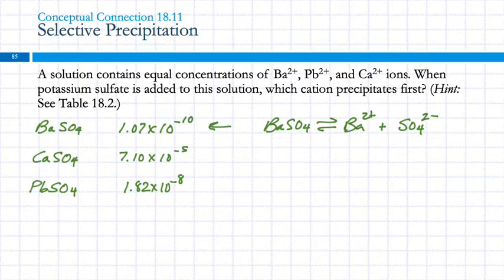Any other questions? I might be done. But is it 10 to the negative 10 and 10 to the negative 8 only a factor of 100 different? Yes. So it's not that this is going to be a good choice for separating those two completely, but the barium sulfate will precipitate before the lead does.